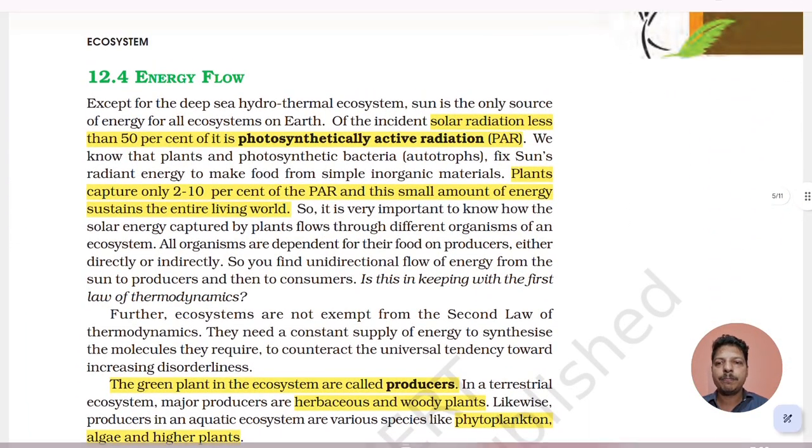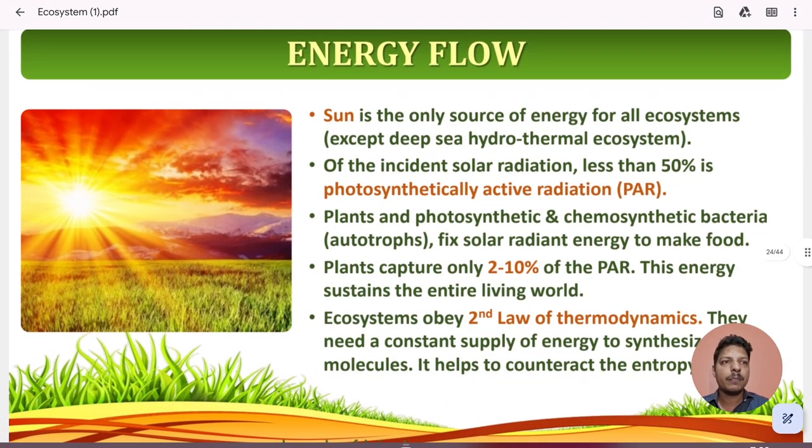Then energy flow. Let's see. Here you can see the sun is the only source of energy for all ecosystems except the deep sea hydrothermal ecosystem. Of the incident solar radiation, less than 50% is photosynthetically active radiation. PAR, the full form is asked. PAR means photosynthetically active radiation, less than 50%.